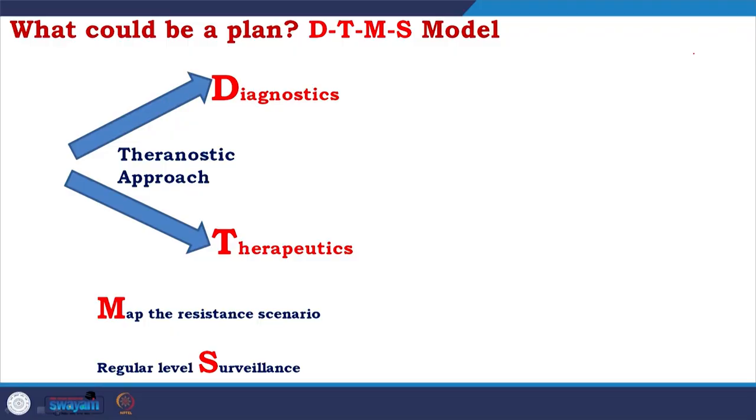So, the aim is from there, and regular-level surveillance. What is that? You make a map of India. Now, you know which are the animal farms from where the resistance is coming, what type of resistance is coming, which gene is becoming resistant. Based on that, you have to control the usage of drugs, you have to take measures so that you could control the emergence of new resistance. So, this is called surveillance. DTMS is diagnostics, therapeutics, mapping and surveillance.